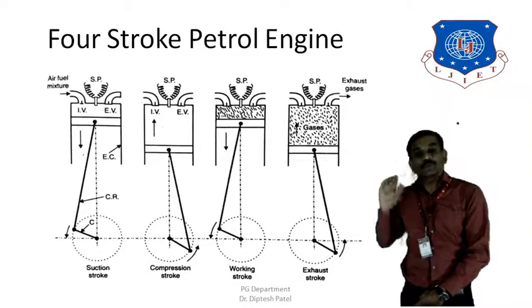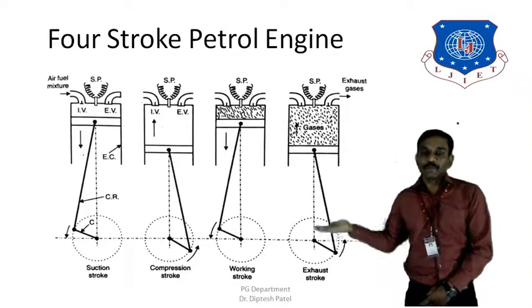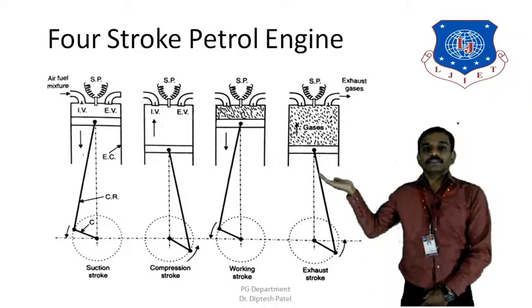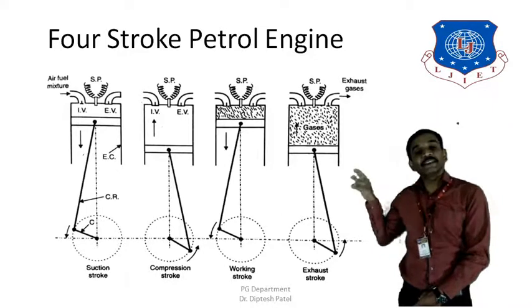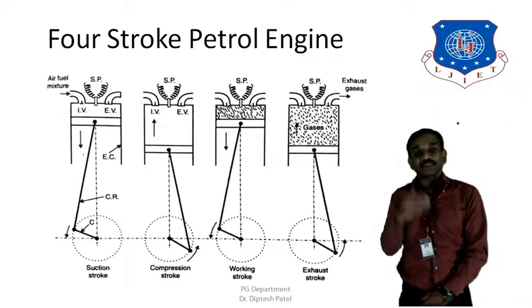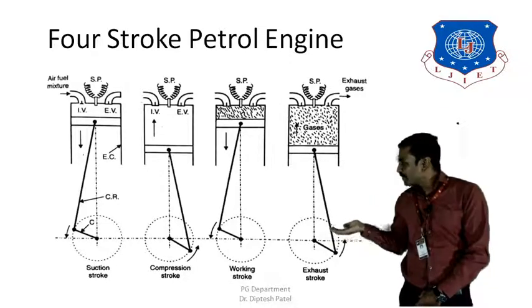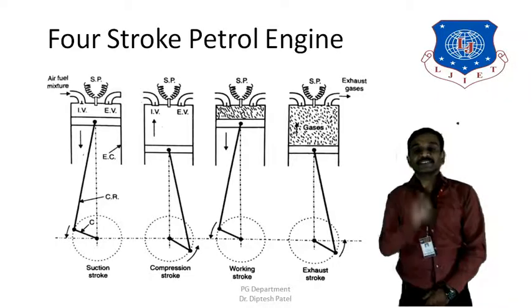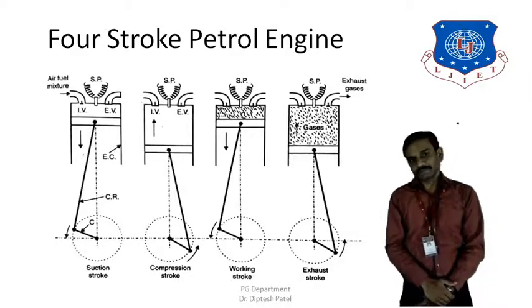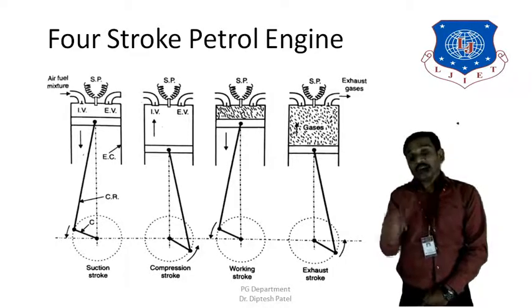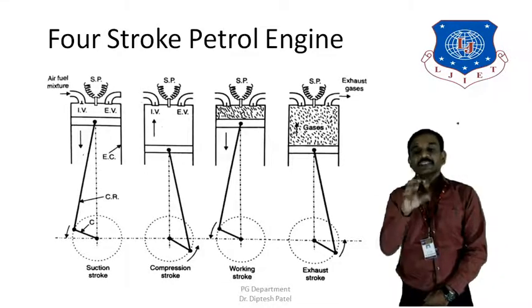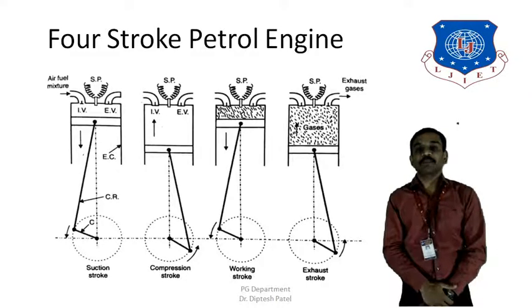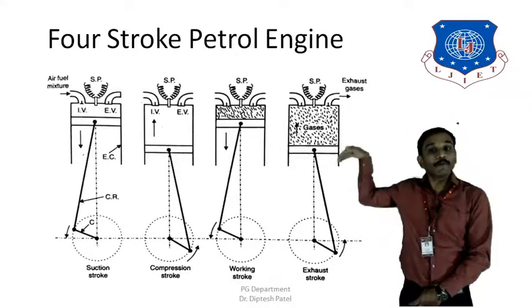In the second stroke, you can see the piston is moving from BDC to TDC. Since the air-fuel mixture has been filled into the cylinder and both valves, inlet and exhaust, are closed, the piston moving from BDC to TDC compresses the mixture of air and fuel. After that, a spark is given and the air-fuel mixture is ignited with the help of the spark plug, which is provided at the top of the cylinder.